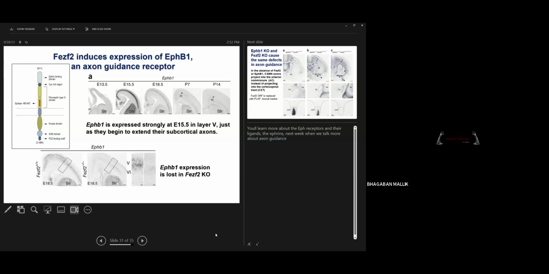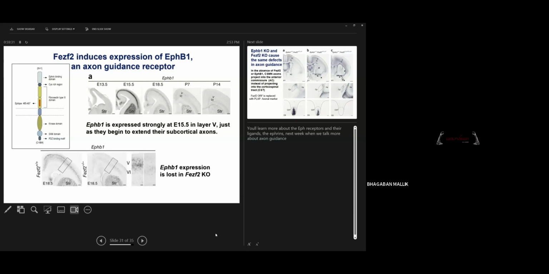Here you can see that in this wild type mice having FEZF2, you have stronger expression of EPHB1, but when you have a mutant for FEZF2, you can see that this is lost. So here in the control, you can see that in layer 5, you have FEZF2.